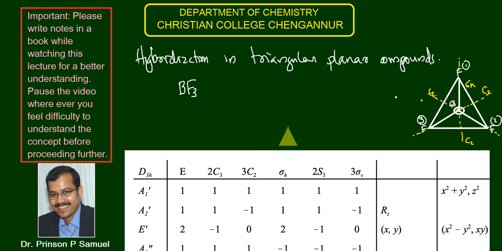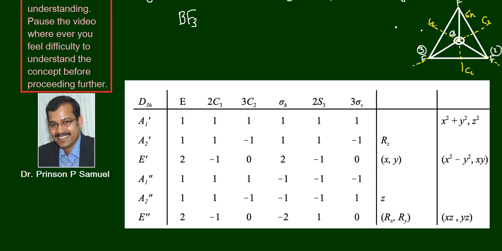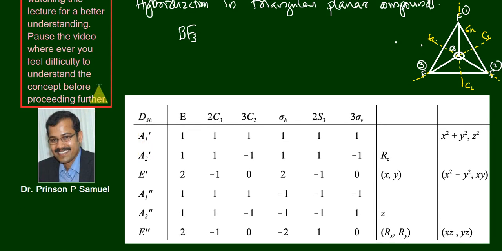And now we can list the symmetry elements here. So there is one E, that is an identity operation. E is there. Then in addition to that, there are two C3. What is meant by two C3?